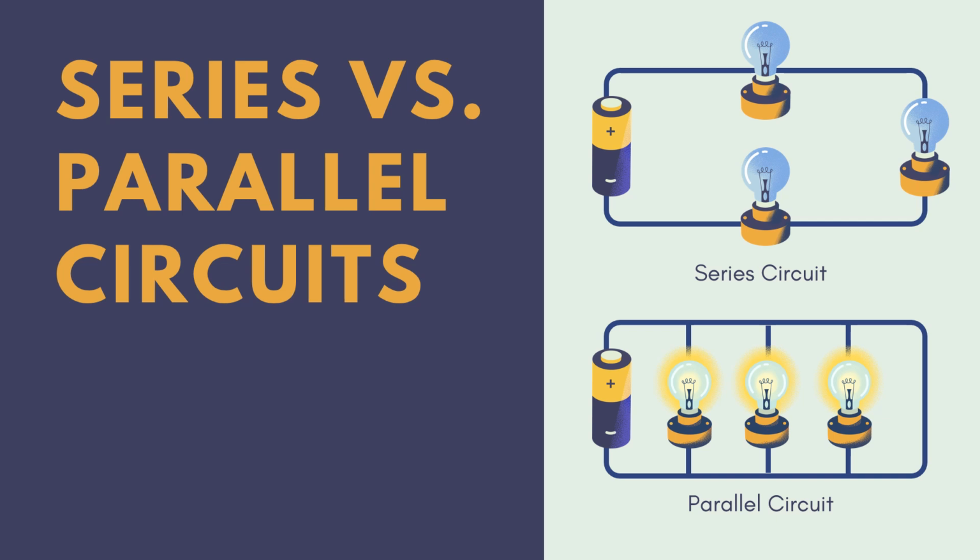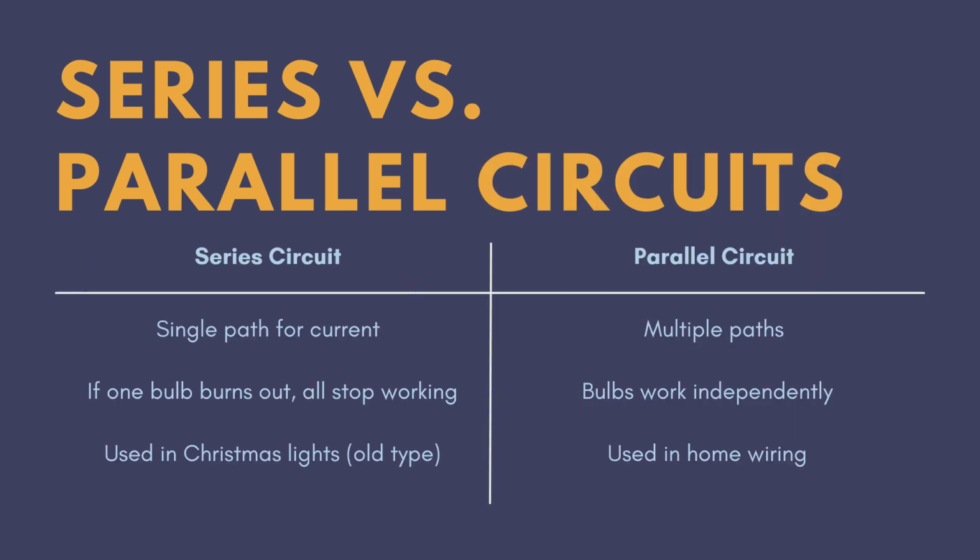Series versus parallel circuits. In a series circuit, there is a single path for the current to flow. In a parallel circuit, there are multiple paths. In a series circuit, if one bulb burns out, all will stop working. In parallel circuits, bulbs work independently. Series circuits are usually used in Christmas lights. Parallel circuits are used in home wiring.